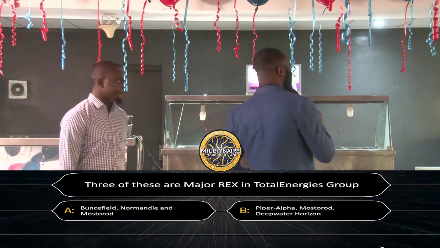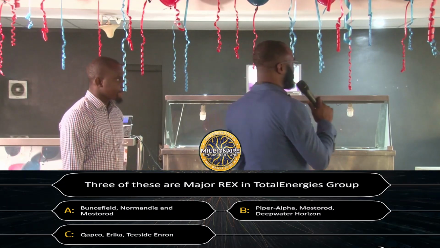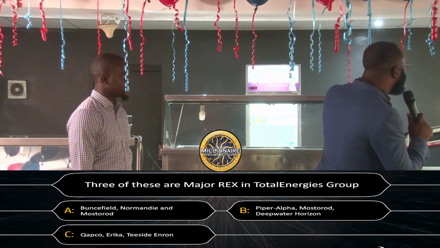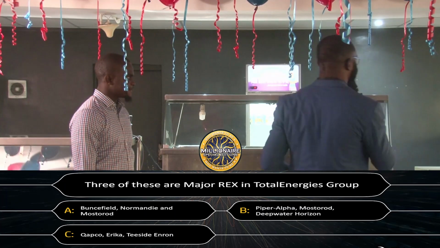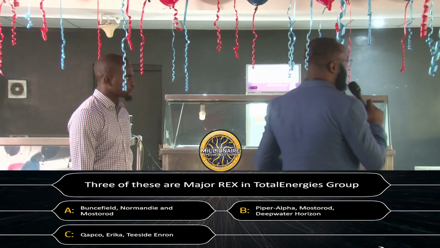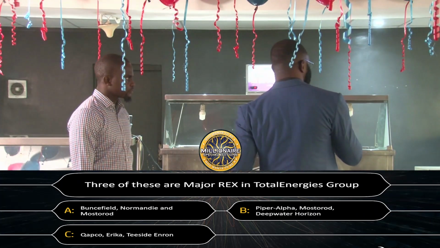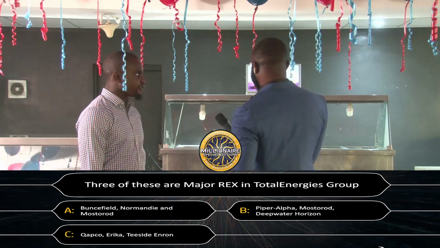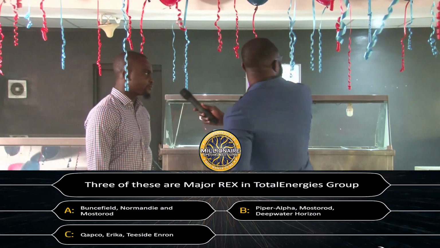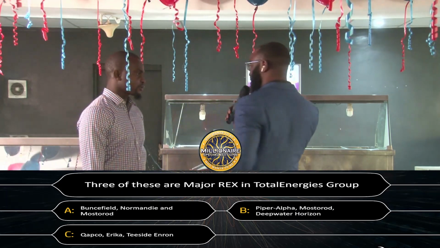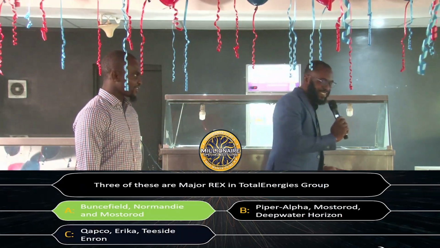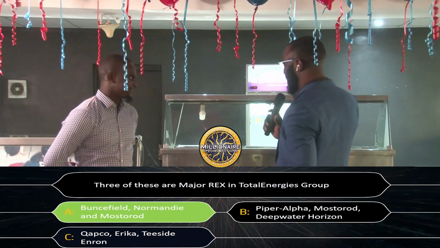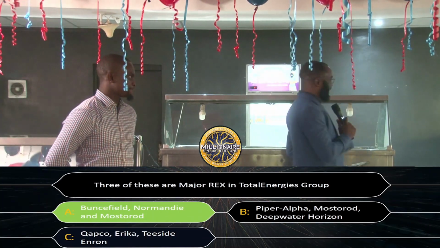Mr. Jamil, three of these are major wrecks in Total Energies Group. A. Bonfield, Monad, and Nomad, and Monstroid. B. Piper Alpha, Monstroid, Deepwater Horizon. C. Capo, Erica, Teesside, Enron. Final answer. Are you sure? Okay. The correct answer was Bonfield, Nomad, and Monstroid. Apologies. Next question.